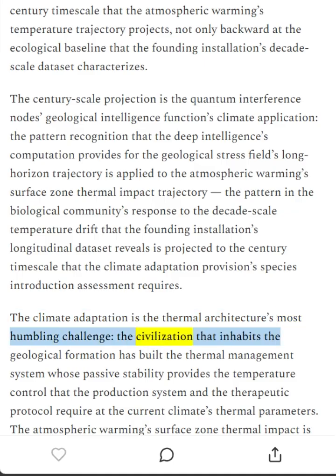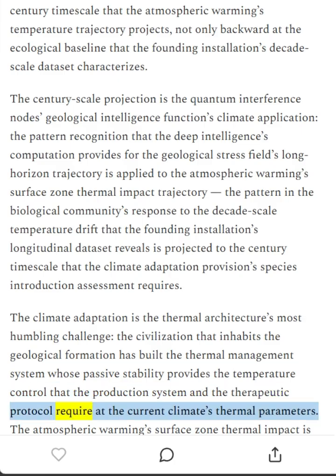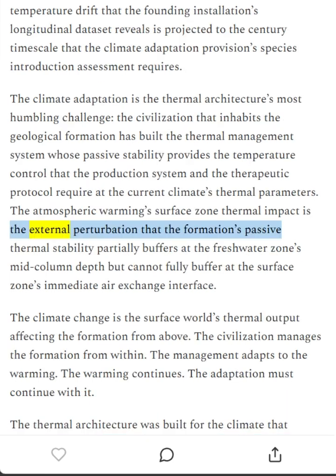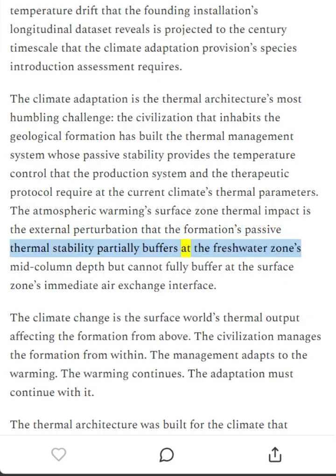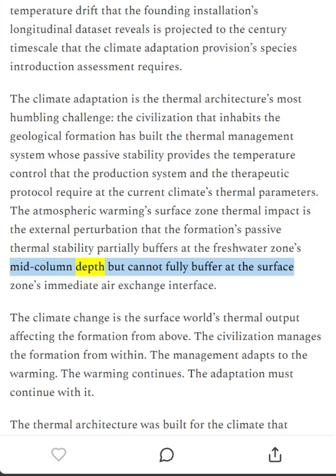The civilization that inhabits the geological formation has built the thermal management system whose passive stability provides the temperature control that the production system and the therapeutic protocol require at the current climate's thermal parameters. The atmospheric warming surface zone thermal impact is the external perturbation that the formation's passive thermal stability partially buffers at the freshwater zone's mid-column depth, but cannot fully buffer at the surface zone's immediate air exchange interface.